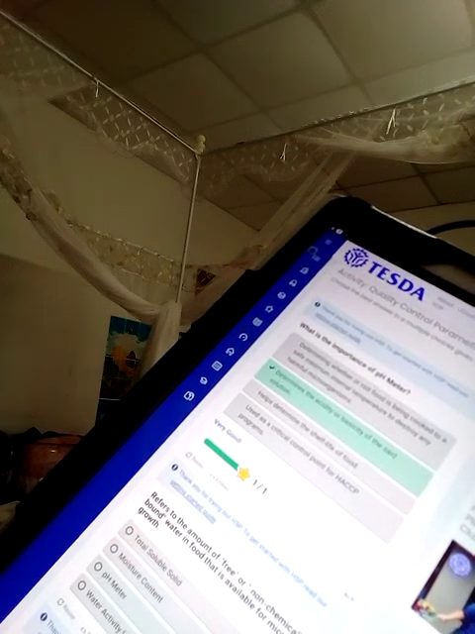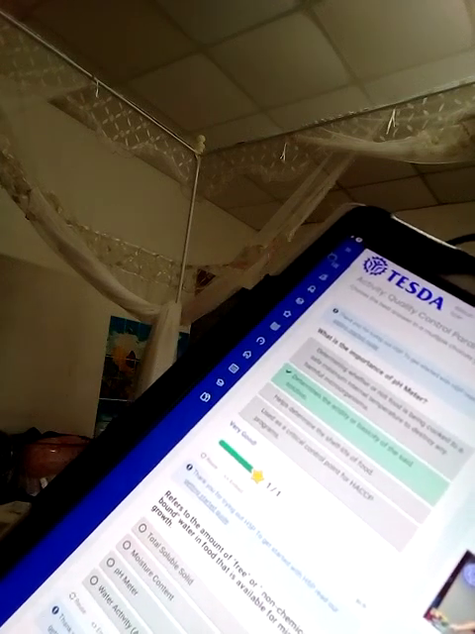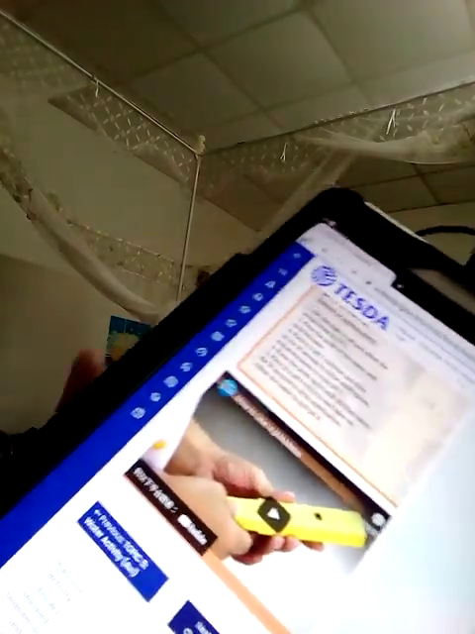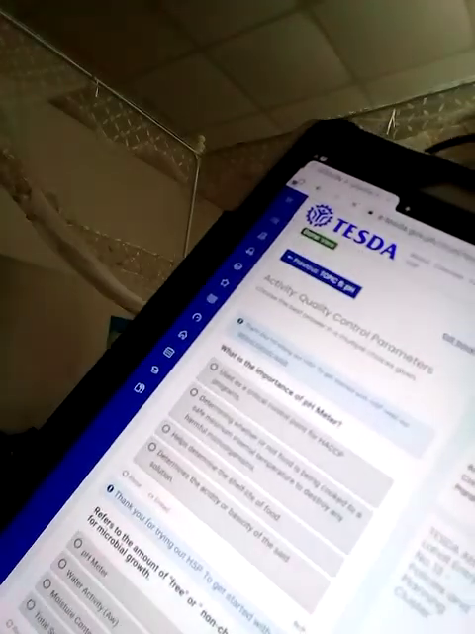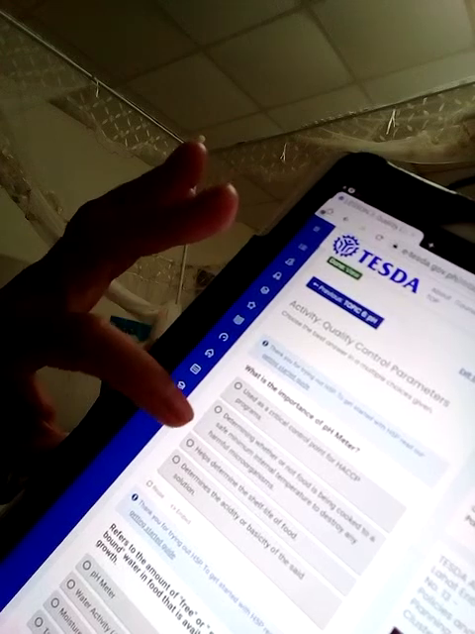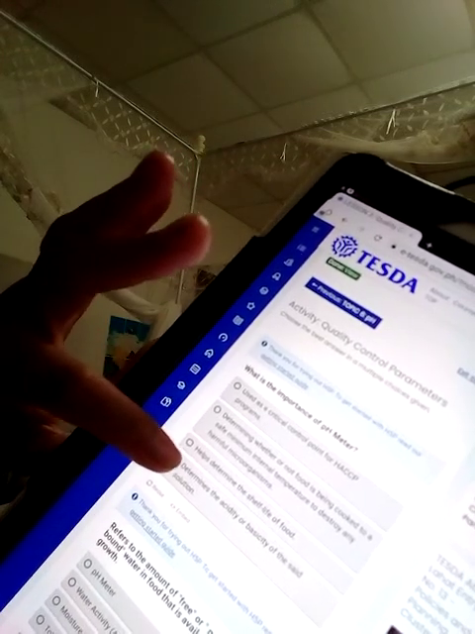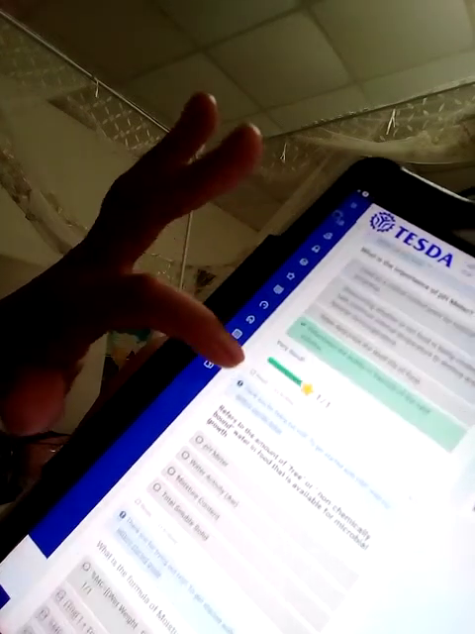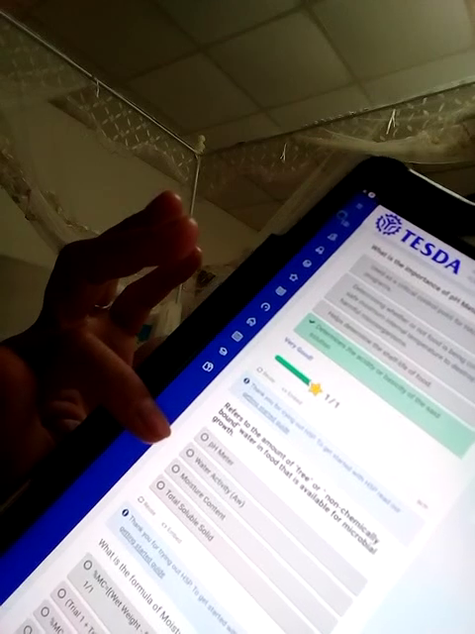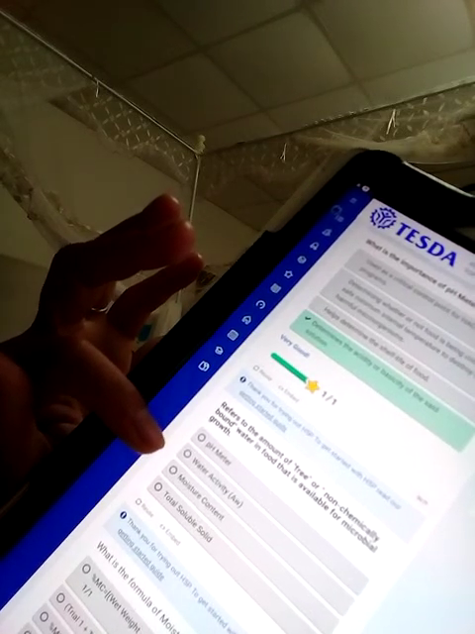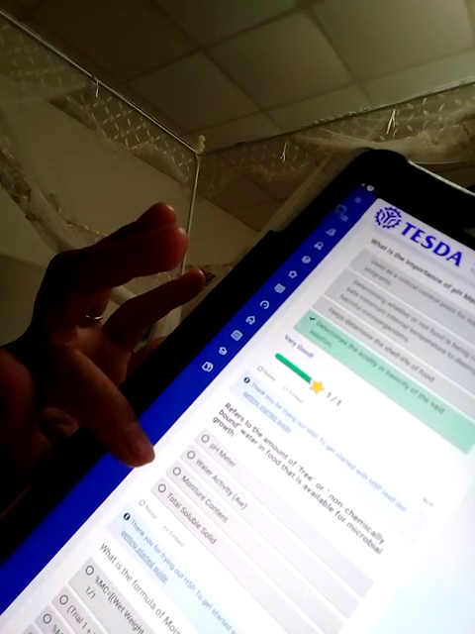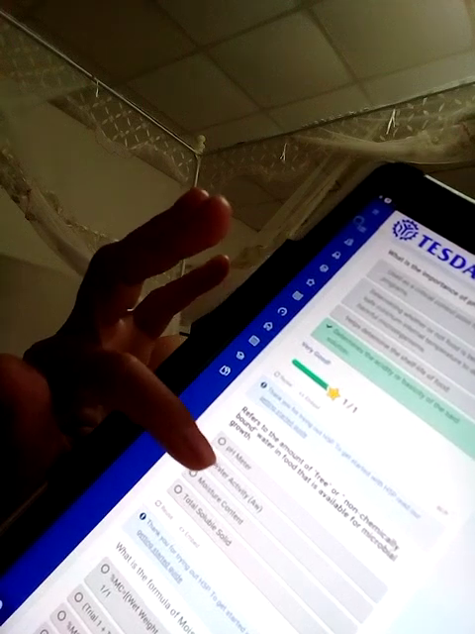Refers to the amount of free or non-chemical bound water in a food that is available for microbial growth. So this is water activity.